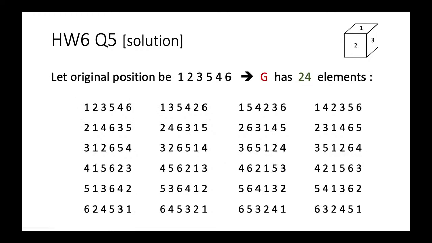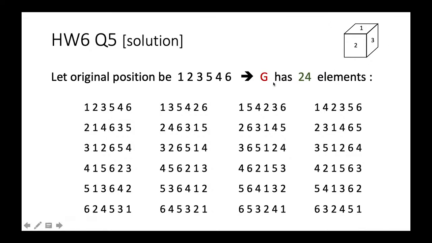So what I'm going to do here is let the original position be 1, 2, 3, 5, 4, 6. So what I'm doing with the cube is like this. I describe the top first, and then the front, and then rotate it. So one by one in counterclockwise, 1, 2, 3. So the next one will be 5, and then 4, and then 6. So this is my way of describing a certain position.